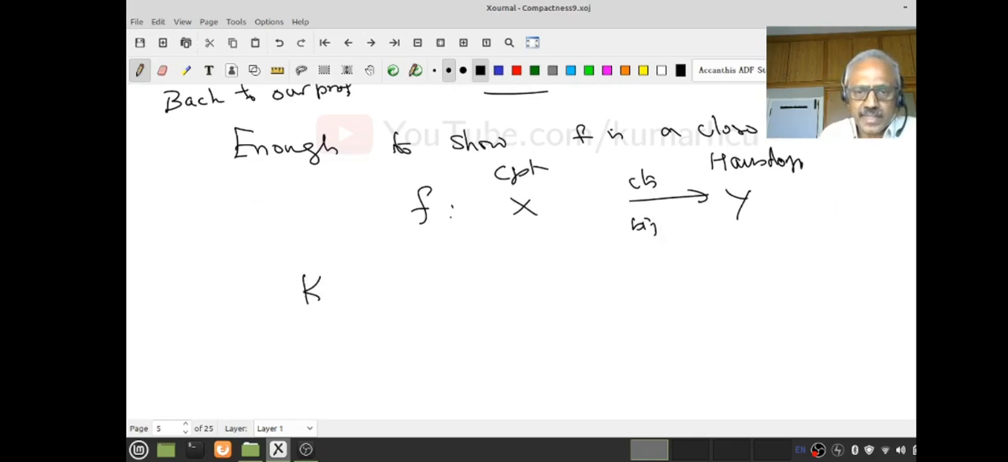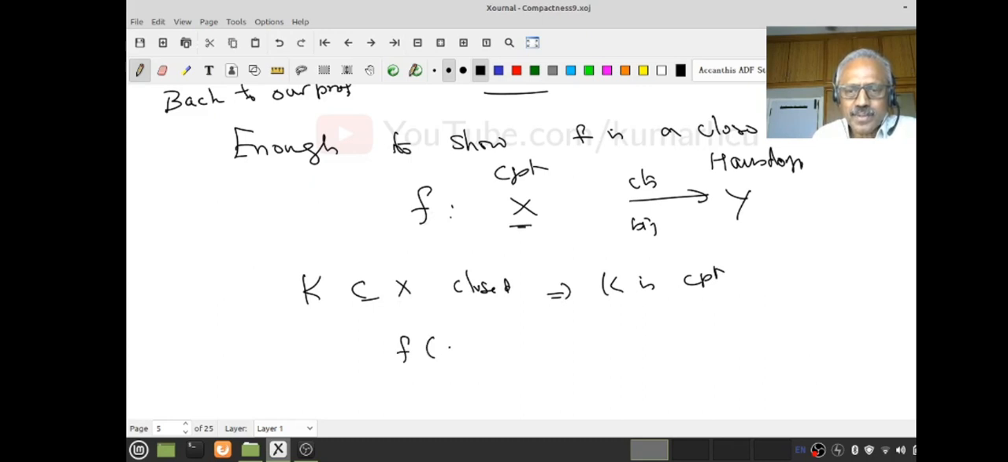So let us take K to be closed. Now what do I know about X? X is compact. K is a closed subset of that. Therefore, what do you know? I know K is compact. Right? Now I know F is a continuous function. Therefore, what do I know about F? F of K is compact.